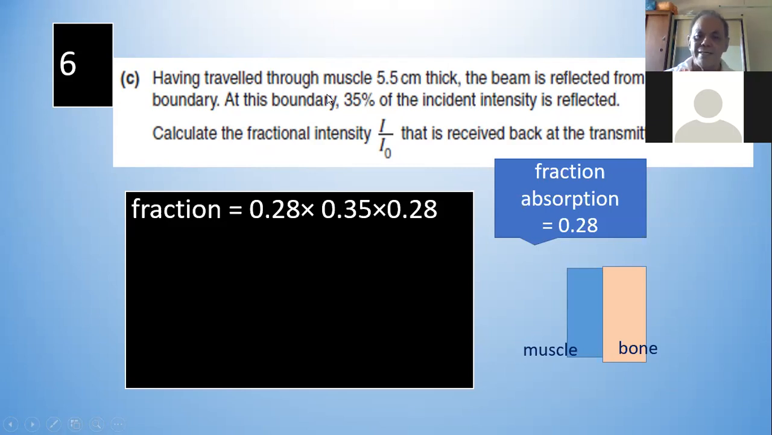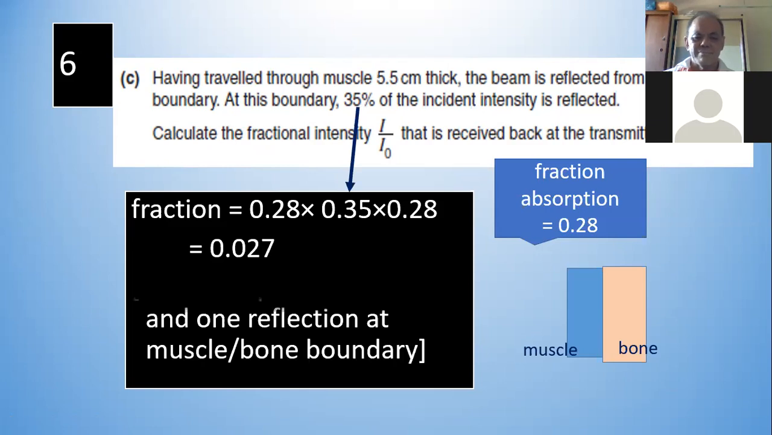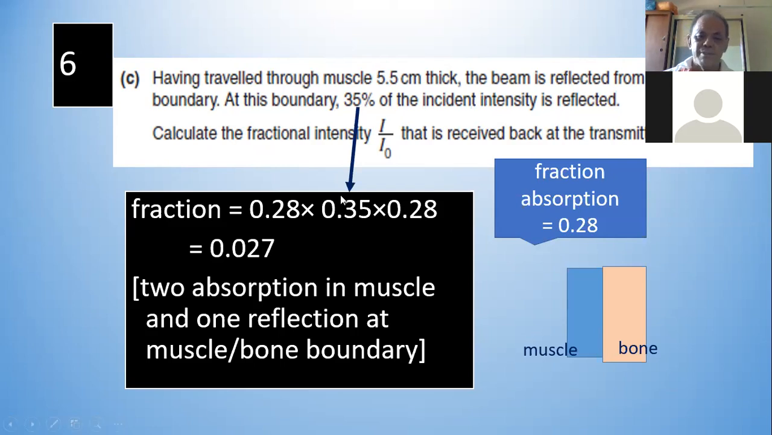Divide this one by 100. No need to show working. If you want, refer to the lecture on how I got the formula, but you just use the formula and calculate it out. Okay, two absorptions. That's why you got 0.28, 0.28, and one reflection at the bone-muscle boundary, which is that one there.